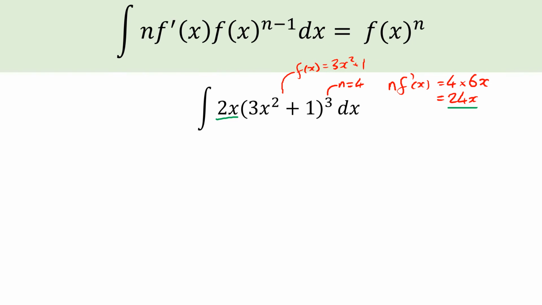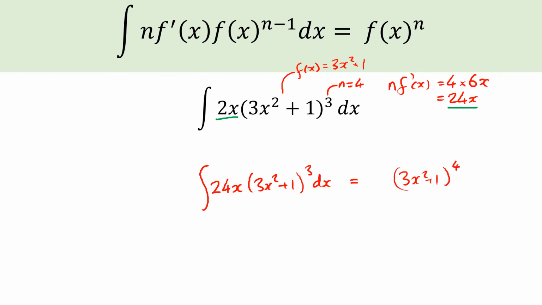So what do we do about that? Well, we make it work. Let me show you how we're going to do that. We're going to write down the integral that we would like to see. We would like to see this, because we know that this integrates to f of x to the n, that it integrates to 3x squared plus 1 to the 4.